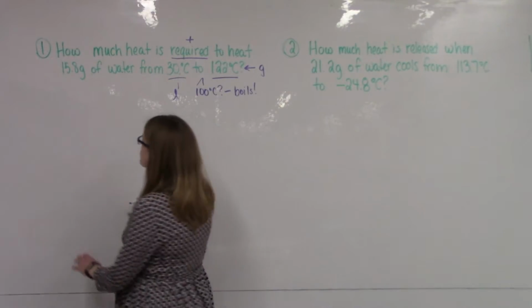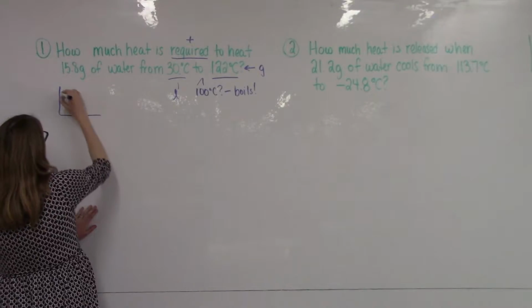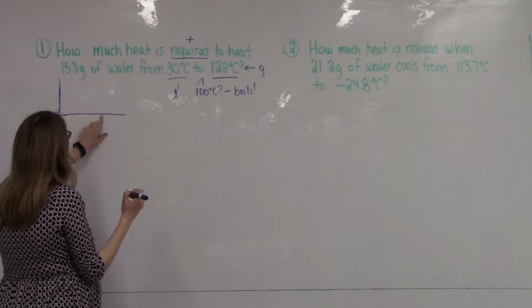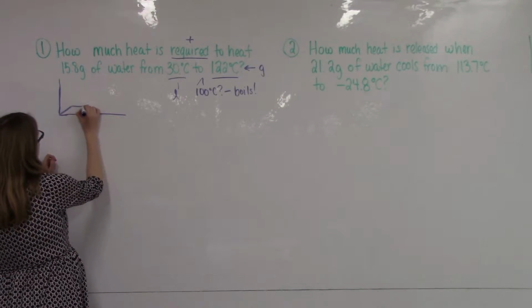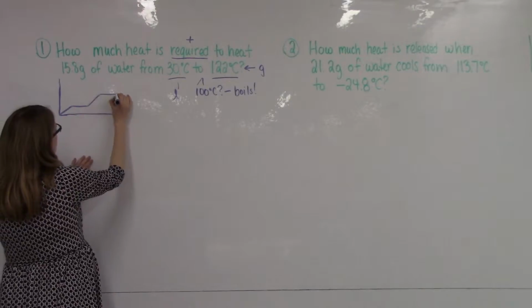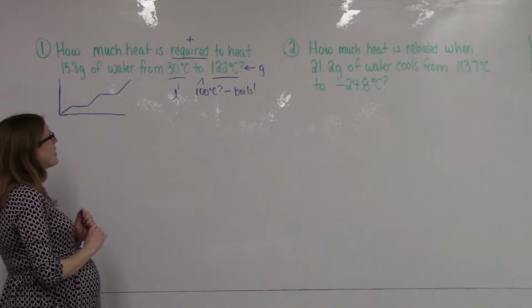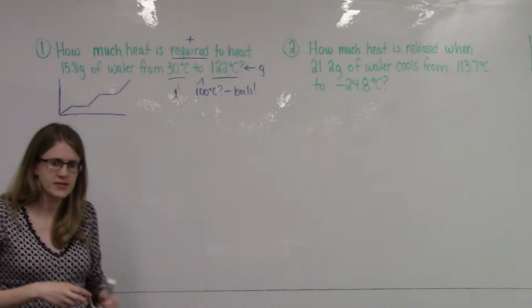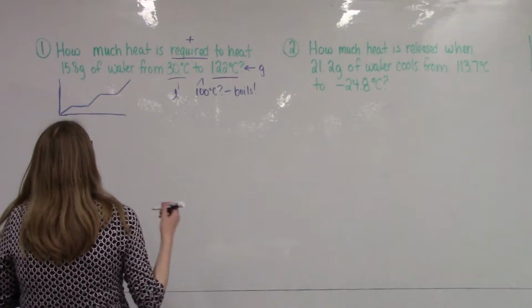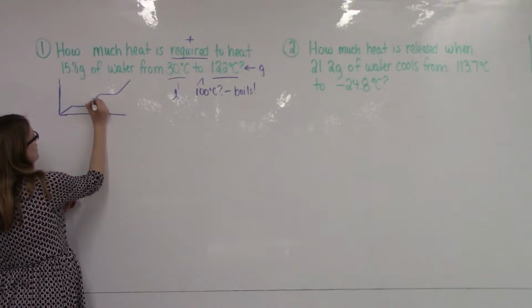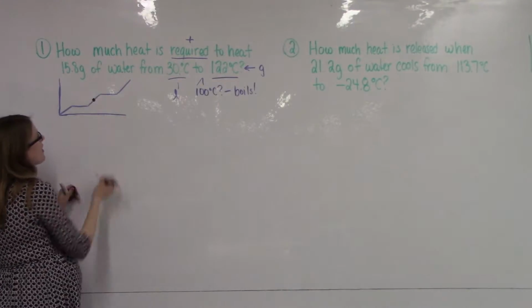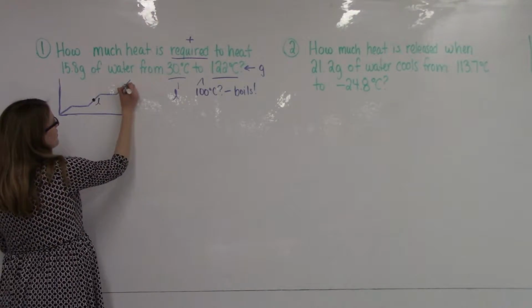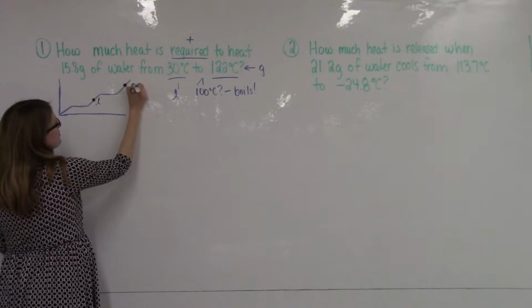So let's draw a little miniature heating curve here. I want you guys to actually see what's happening. Here's a heating curve of water. It starts as a solid, then it melts, then it's a liquid, then it boils, then it's a gas. If we start at 30, that's going to be right here. And if we end at 122, that's right here, and that's where it's a gas.